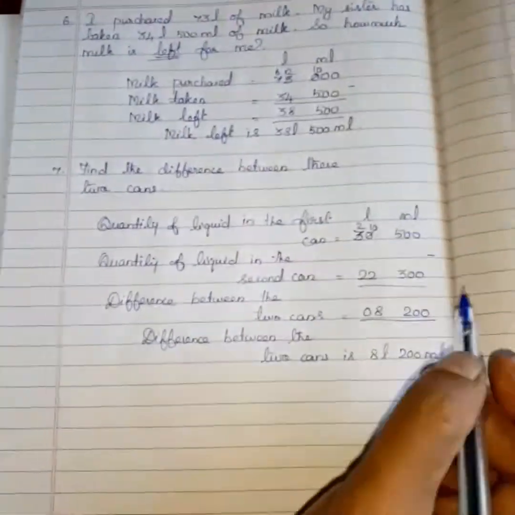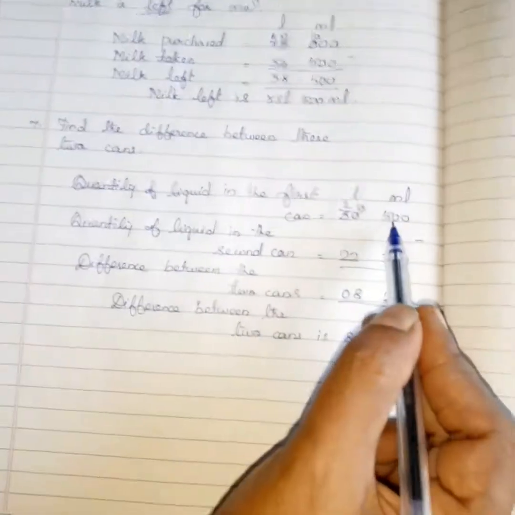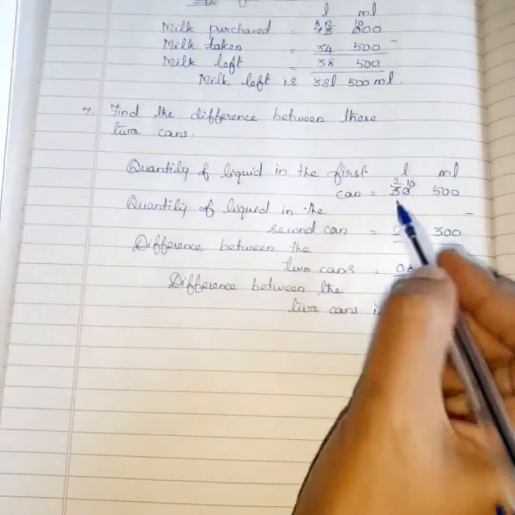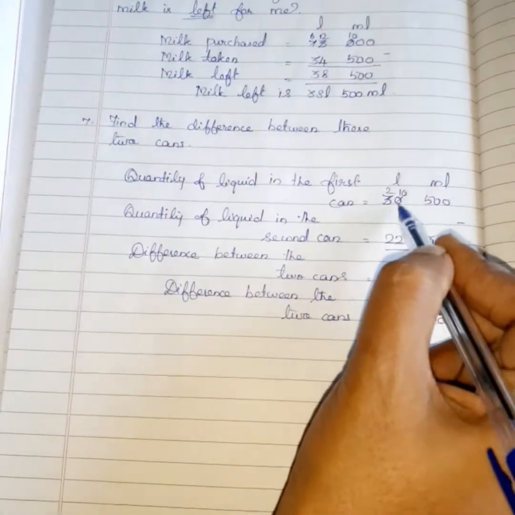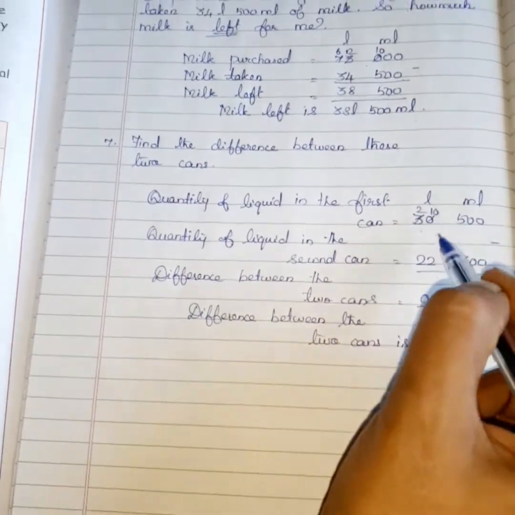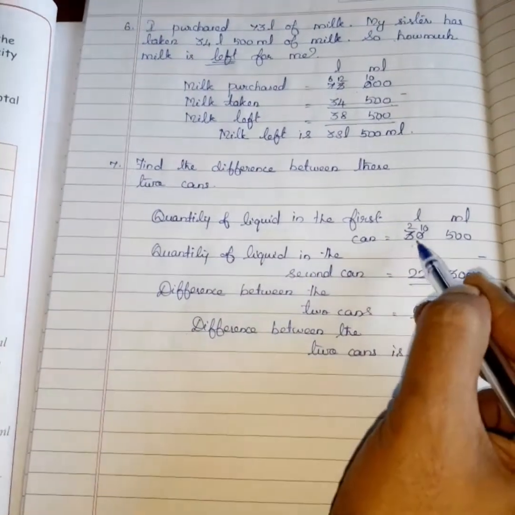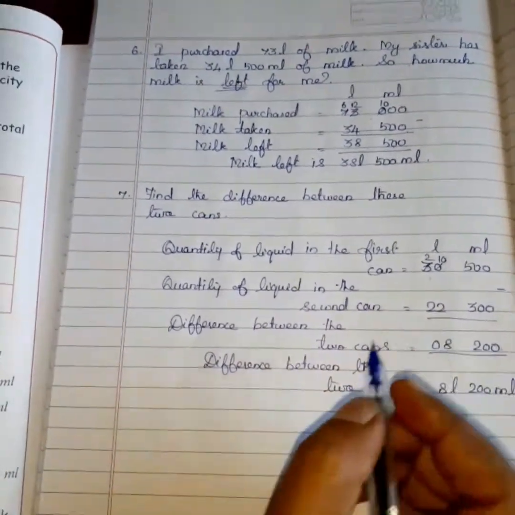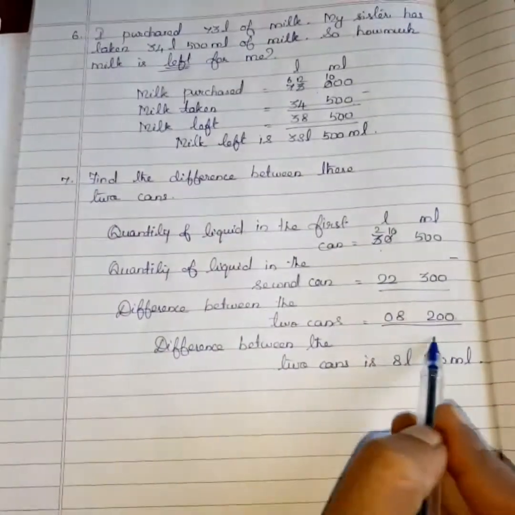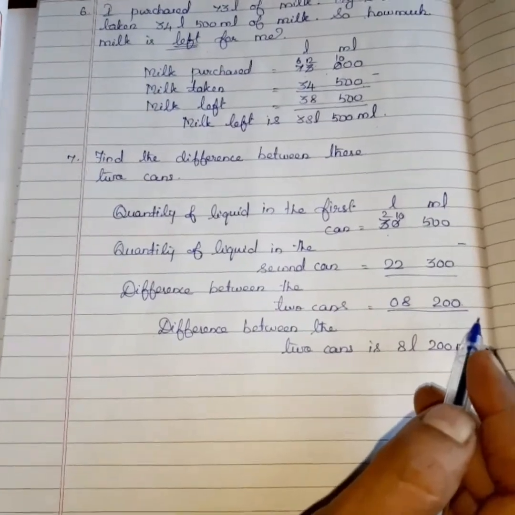Okay, so the difference between the two cans, 0 minus 0 equal to 0, 0 minus 0 equal to 0, 5 minus 3 is equal to 2. Next, here 3 minus 2 cannot do, so you borrow 3, here you write 2, here 10, 10 minus 2 is equal to 8, 2 minus 2 equal to 0. So the difference between two cans is 8 liter 200 milliliter.